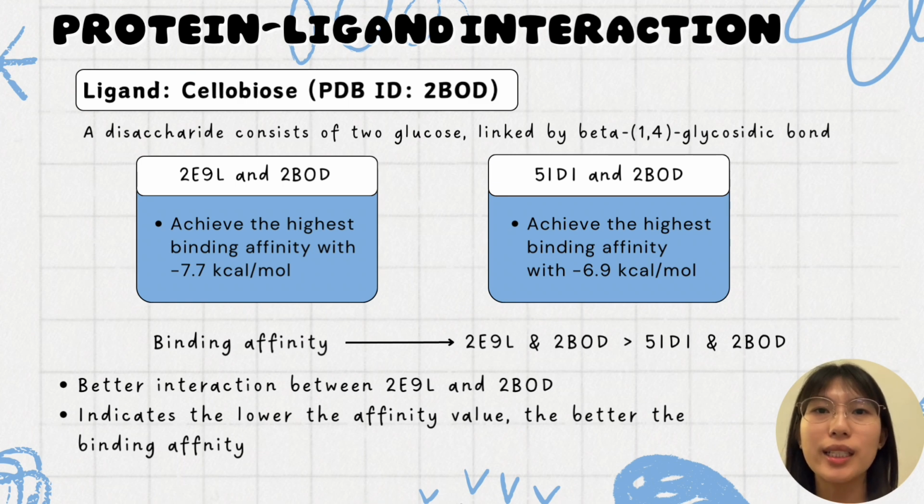This slide is about protein-ligand interaction. The ligand that we chose for this assignment is cellobiose with PDB ID 2BOD. Cellobiose is a disaccharide consisting of two glucose molecules linked by a beta-glycosidic bond. From the previous slide, we have shown that the highest binding affinity between Homo sapiens and cellobiose is achieved at negative 7.7, while the highest binding affinity between Thermotoga and cellobiose is achieved at negative 6.9. This concludes that there is a stronger binding affinity between Homo sapiens and cellobiose, because the lower the affinity value, the better the binding affinity.